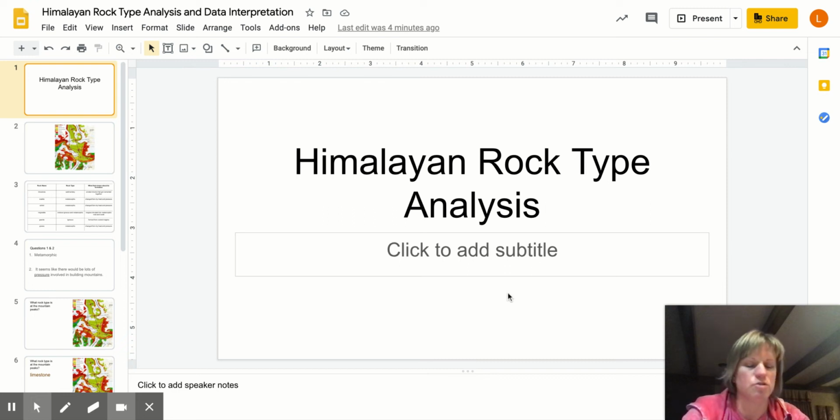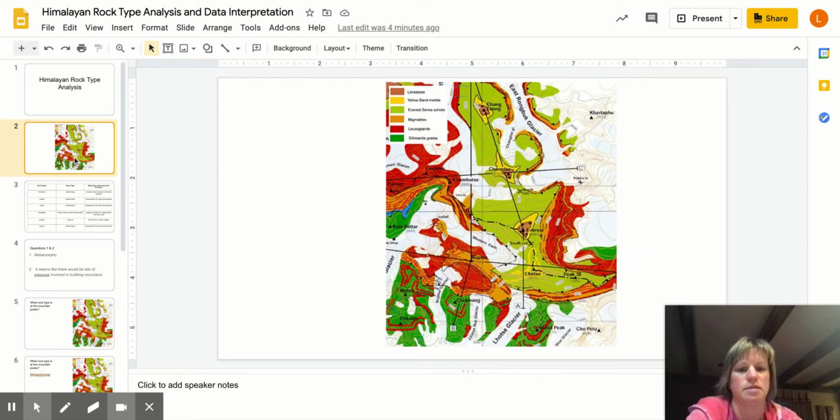Okay, so I want you to now check your work on the rock type analysis from the Himalayan mountains in Nepal, which does include Mount Everest, the tallest peak on our planet. And so you have analyzed this. And this is a topographic map which shows elevation. I already have shared that with you, but let me explain a little better.